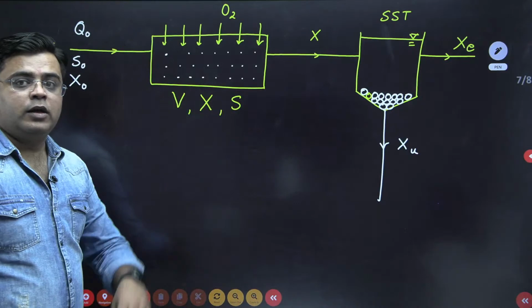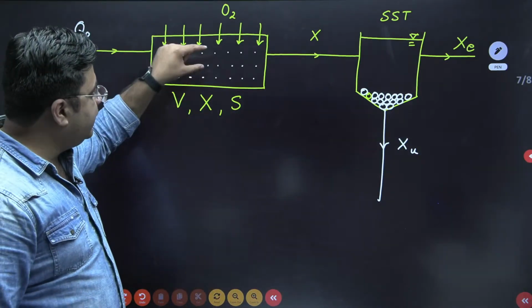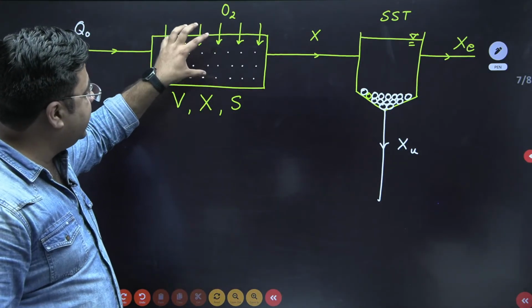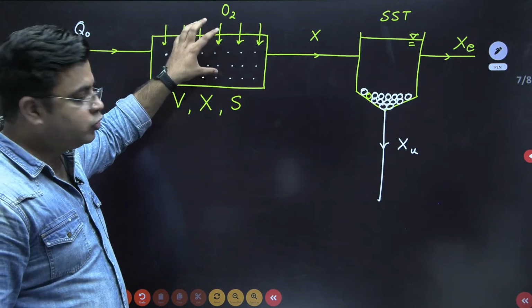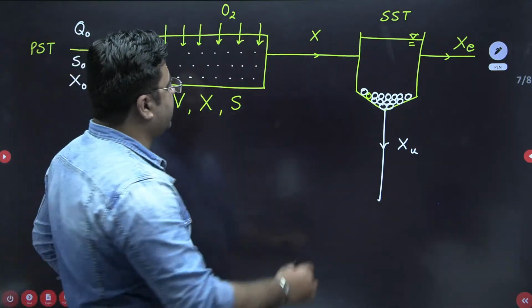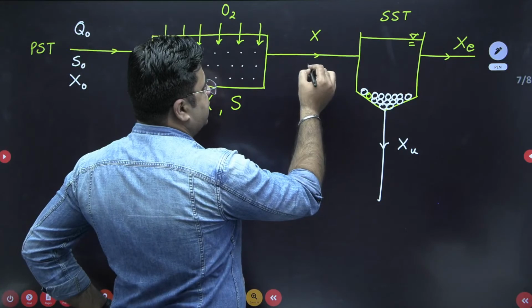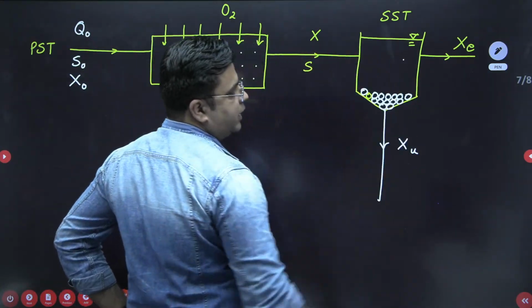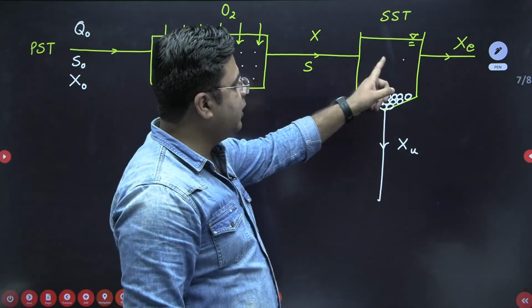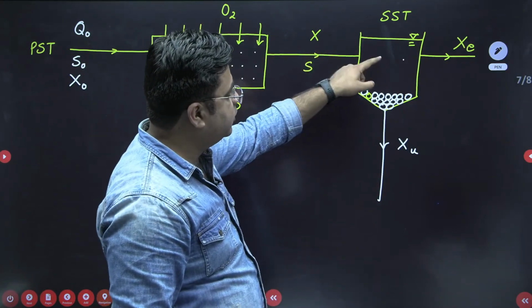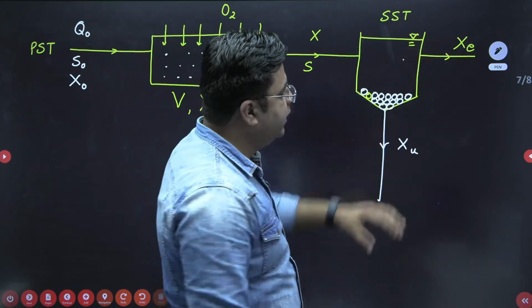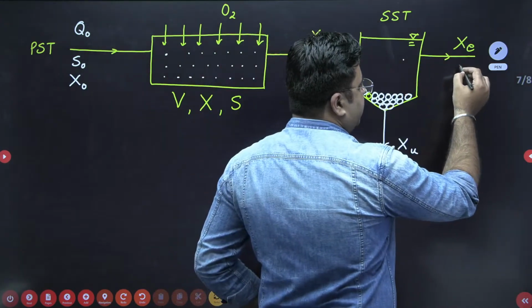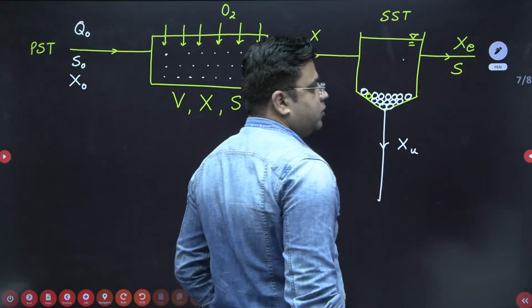Okay. The reduction of BOD only takes place inside this aeration tank. So BOD of the wastewater coming out from the aeration tank is S. The same wastewater is entering into the secondary sedimentation tank. It will only remove the biomass concentration. So the BOD of the wastewater coming out from the secondary sedimentation tank is also S.